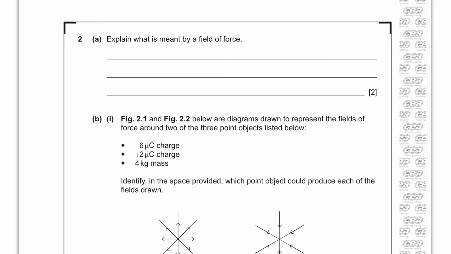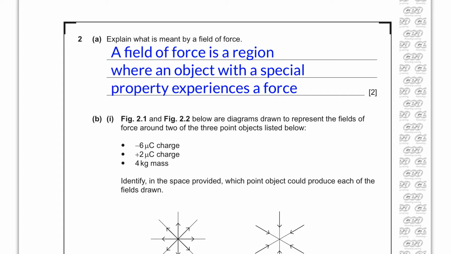Question 2a. Explain what is meant by a field of force. This is straight out of your notes. You need to have a learnt-off statement for this. They haven't been specific about the type of field, so we are talking about an object with a special property, and a region where an object with that special property experiences a force. Golden rule here is if you can learn off a simple statement about how something works, then do that.